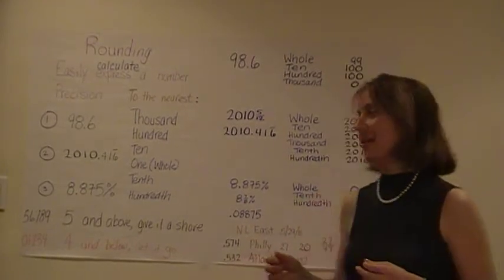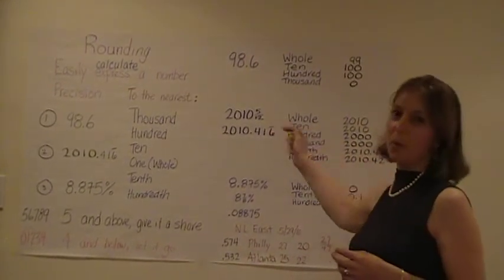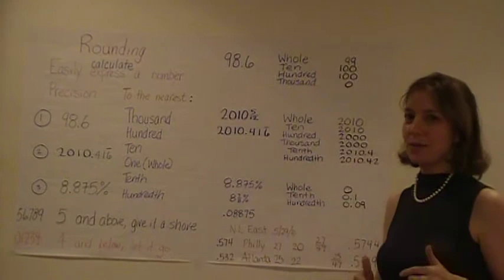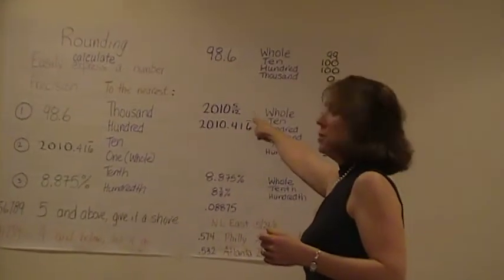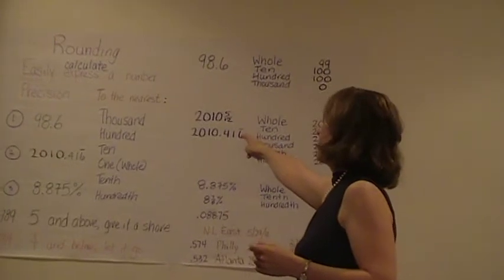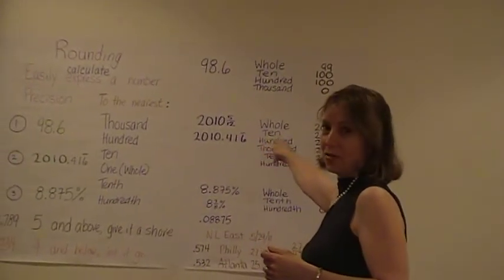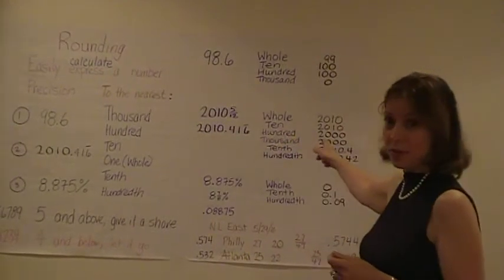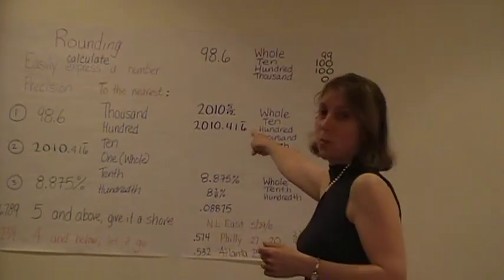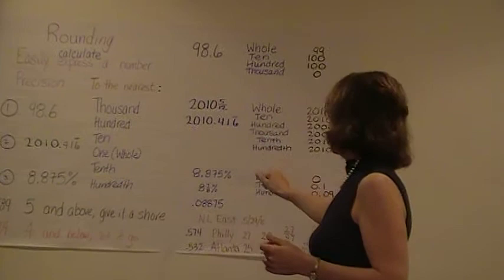The next number is 2010 and 5/12, which is how far we are through this year. If we write that as a decimal, if you do 5 divided by 12 on your calculator, you'll get 0.41666666. In fact, there may be some rounding on there. The last digit may show as 7, but really it's 0.416 with a lot of sixes after it.